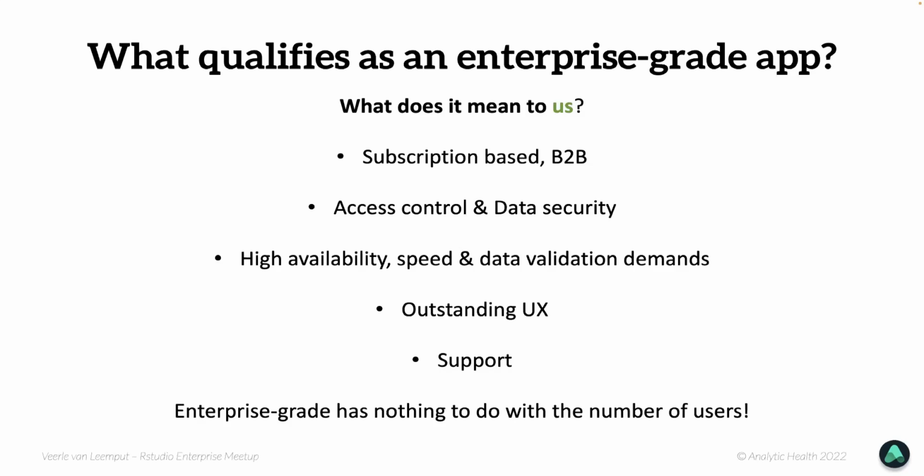On top of that, what I think distinguishes a hobby Shiny app from an enterprise-grade app is an outstanding user experience, which means that you need to put in considerable thought on how the app behaves, what it looks like, and what the overall feeling of the application is. And an extra thing that comes with an enterprise-grade app is support, meaning that if people have questions, they can come to you immediately and you provide this high level of support for your application.